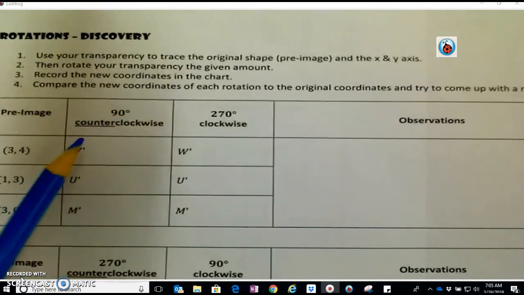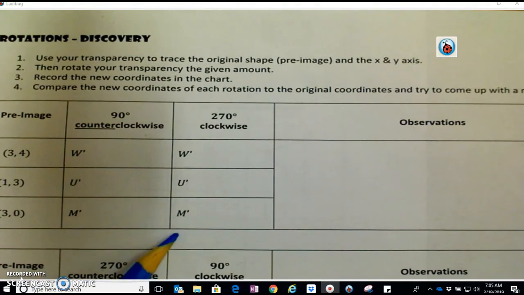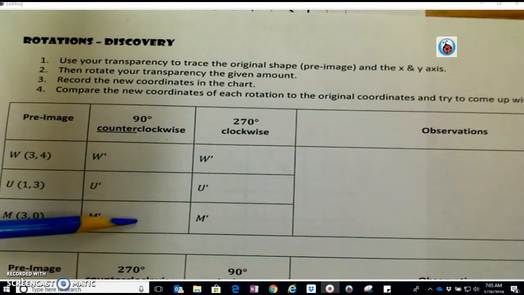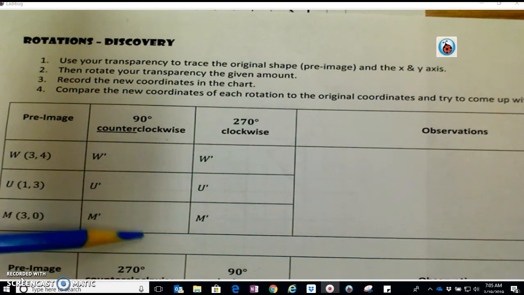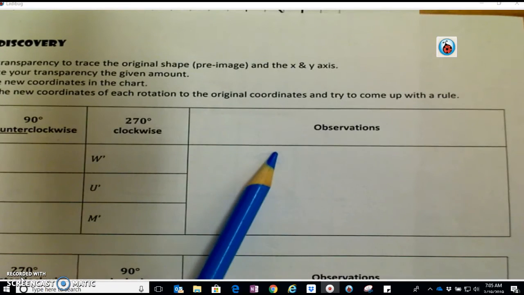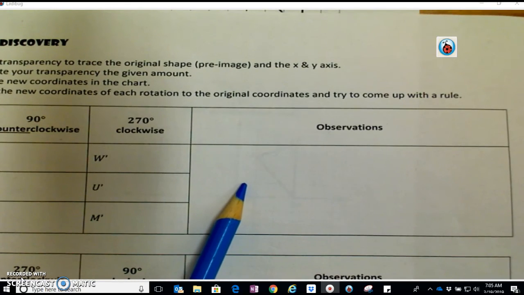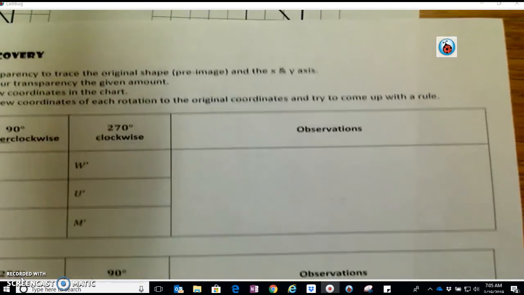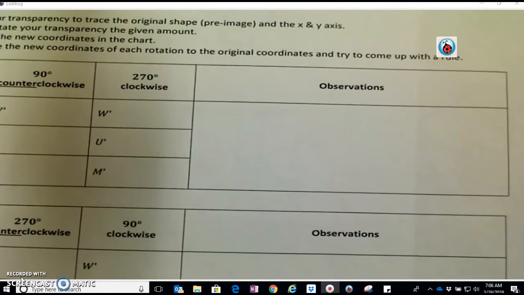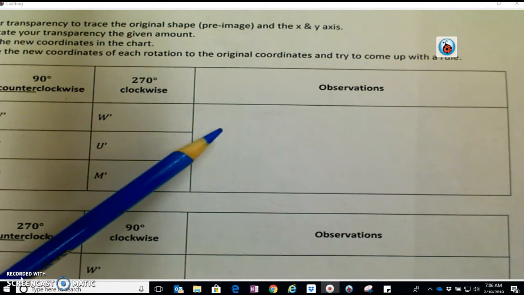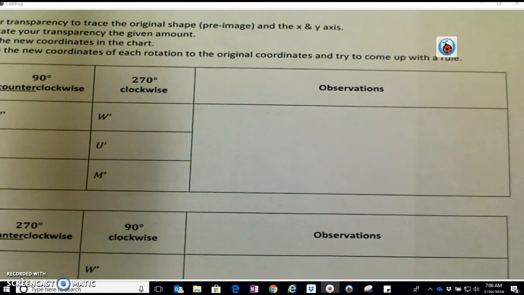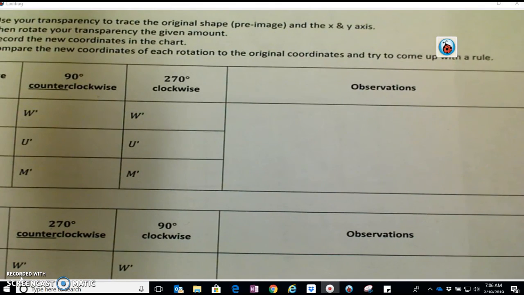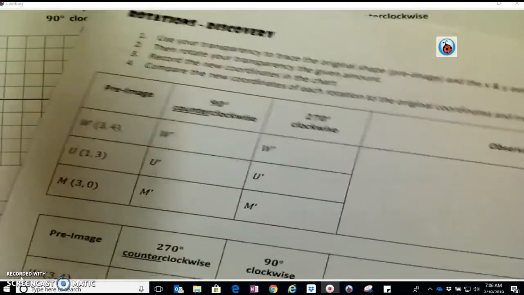Make sure you record all your points in the correct places. The order that I did these in is the order for the points: 90 degrees counterclockwise, 270 clockwise, and so on. Then I want you to make some observations about how, if I had to apply a rule to a coordinate, I could predict where it's going to end up. What would its new point be? Use that to help prepare for class tomorrow.